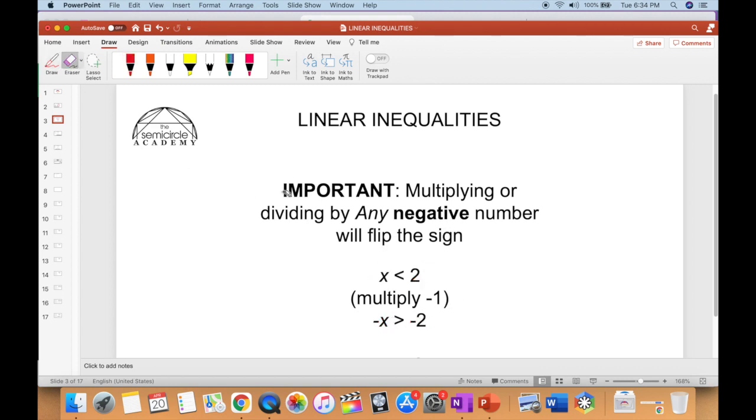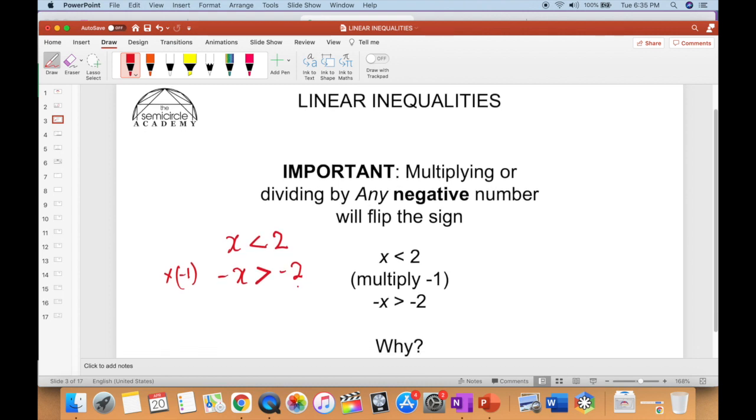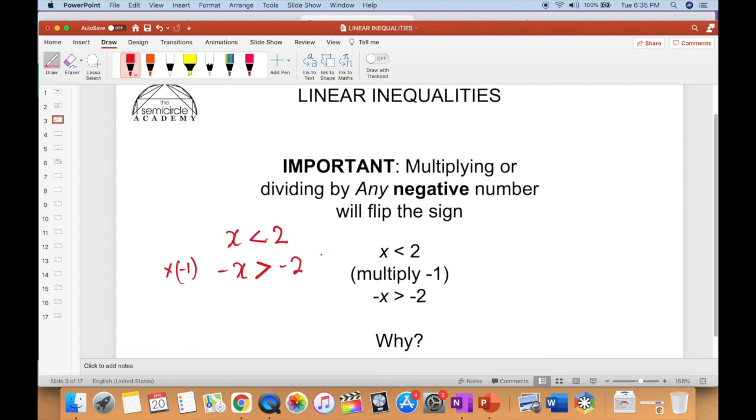So here's the thing. x is less than 2, but if I multiply by a negative number, or you divide by a negative number, negative x, now I had to flip the sign, is greater than -2. My question is, why? Why do I have to flip the sign? Think about it for a minute. Alright, so let me just do this example.